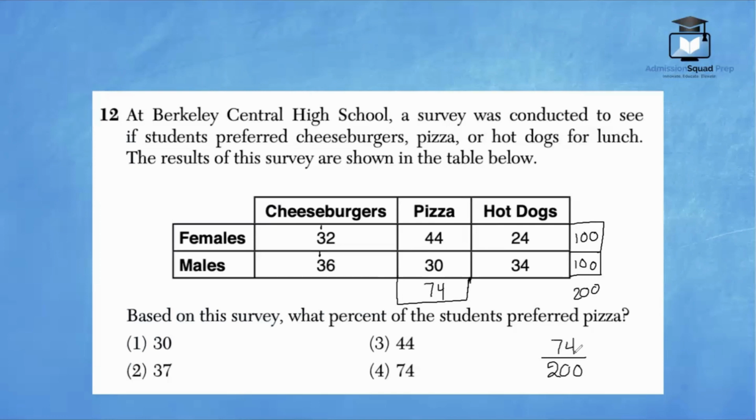So the question is, what is 74 over 200 expressed as a %? Remember, % means per 100 or out of 100. So the easiest thing for us to do is to divide both the numerator and the denominator by 2. That's going to give us a denominator of 100. 7 divided by 2 is 3, remainder 1, and 14 divided by 2 is 7. So this is actually 37%. So the correct answer is choice 2.